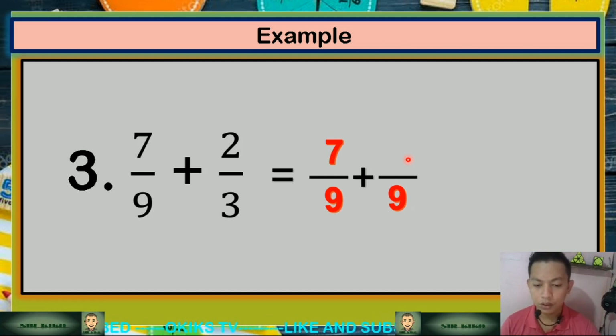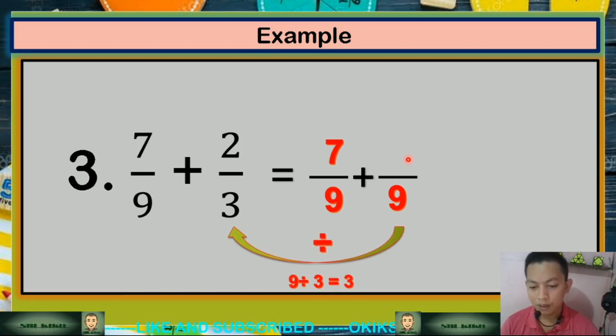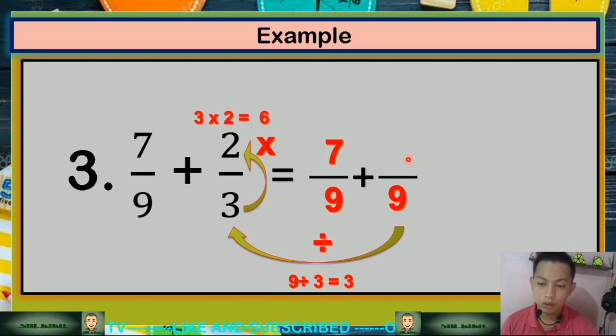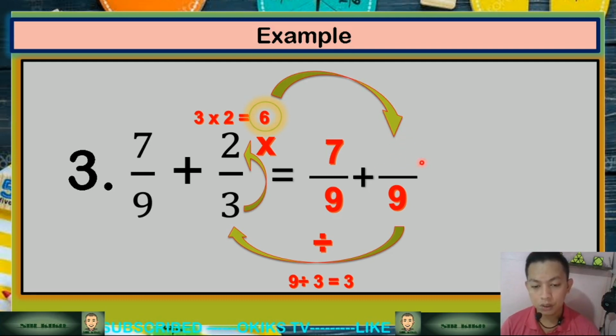And then next, we have 9 divided by 3. So 9 divided by 3 is equal to 3. And then multiply it by the numerator. Multiply it by 2. 3 times 2 is equal to 6. So your second numerator is equal to 6.